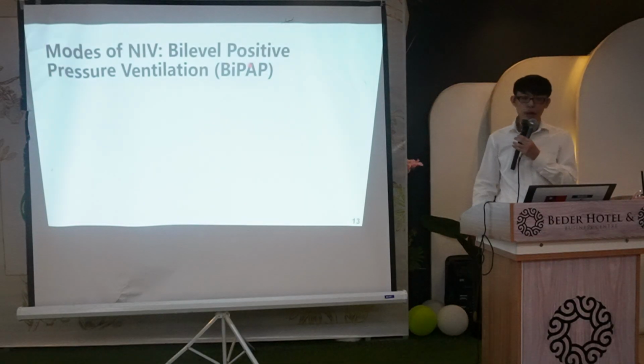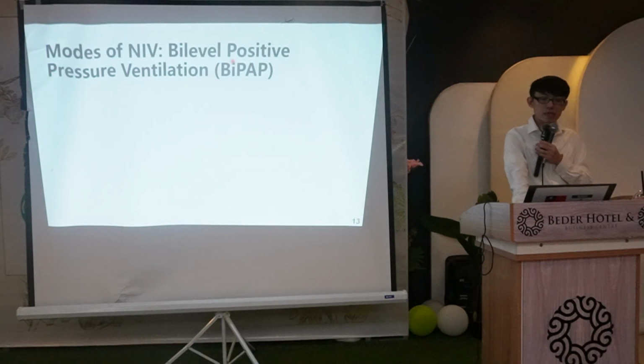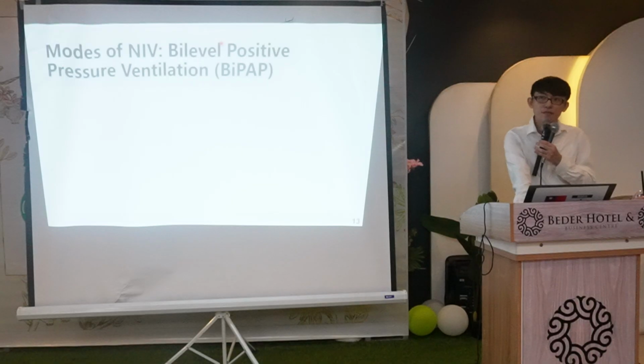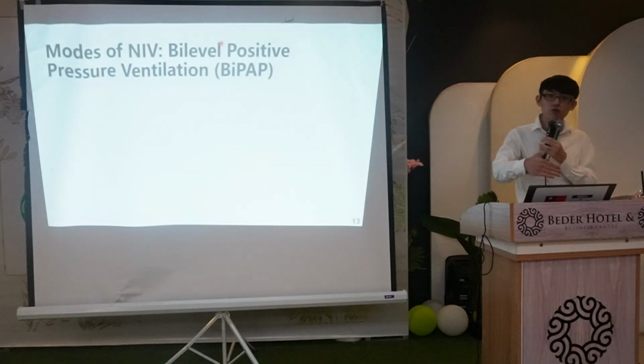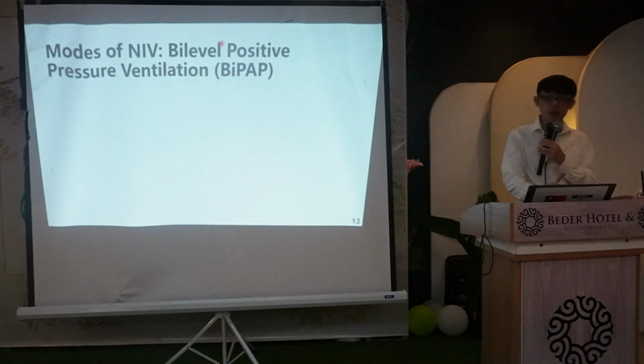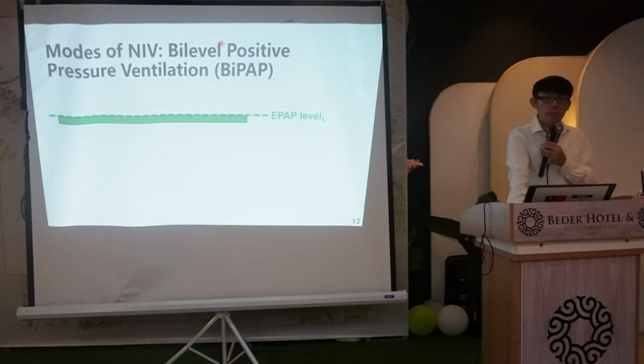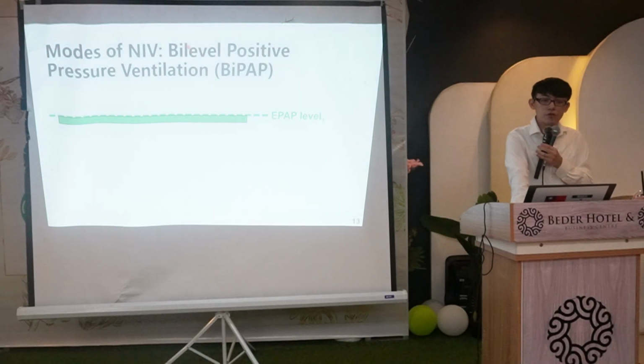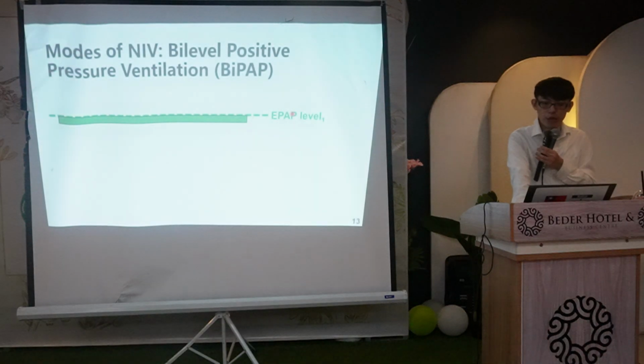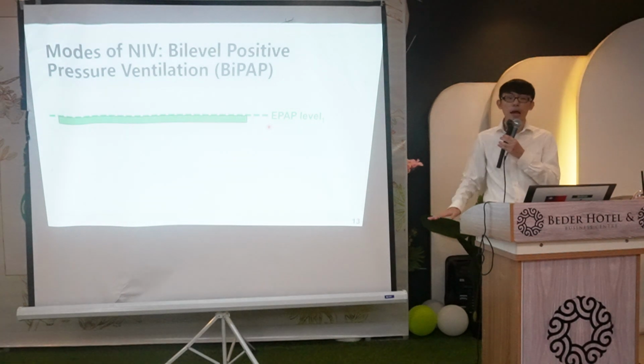And next is BiPAP. BiPAP, this bi means that it's a bilevel. So you can imagine that it delivers 2 levels of pressure, not just 1 level. Okay. So during BiPAP, the same thing. The first is that you need to set this, called EPAP, expiratory positive airway pressure. And this pressure is similar to CPAP level.